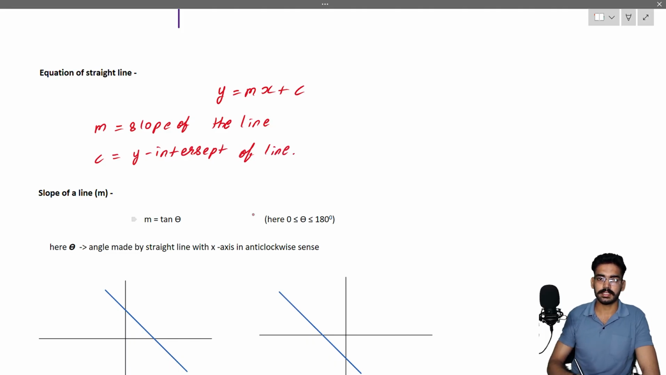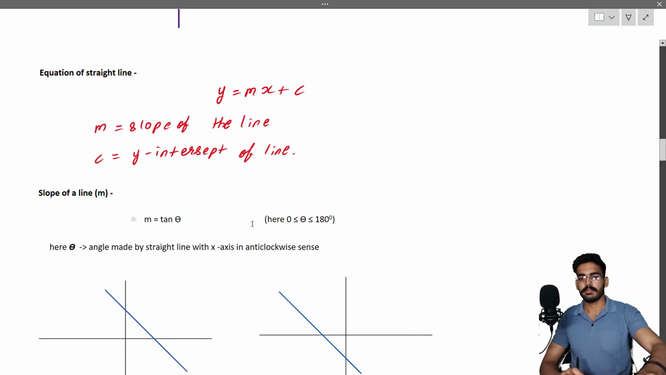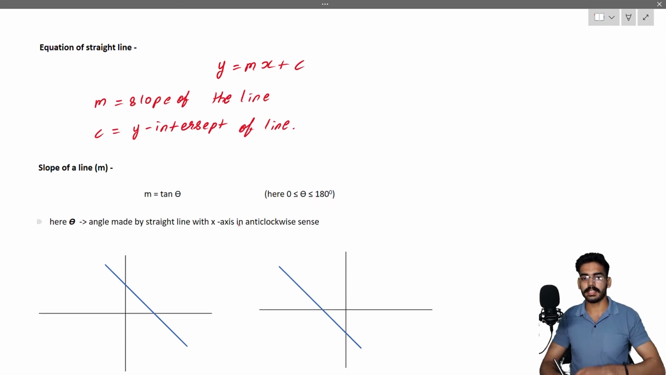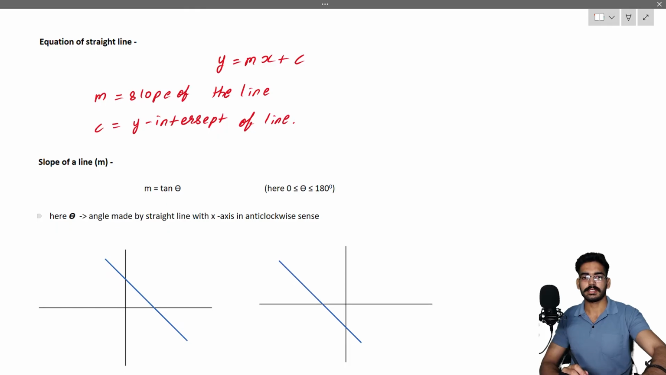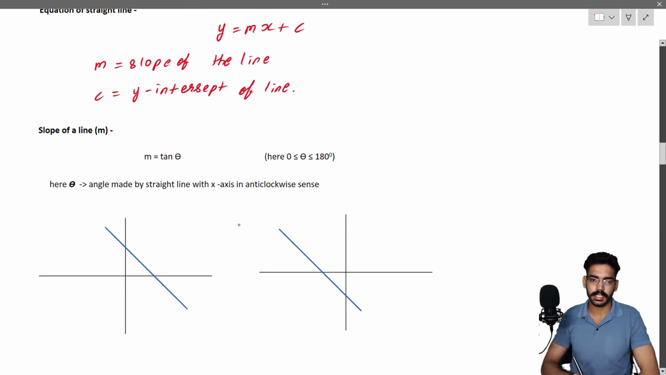Now what I am saying is this slope m is equal to tan theta. And what is theta here? Theta is the angle which the straight line makes with the x-axis in anti-clockwise sense. So with the positive x-axis you take the angle in anti-clockwise direction to your straight line. This is basically your theta, from the positive x-axis towards the straight line. And this tan theta is basically your slope.